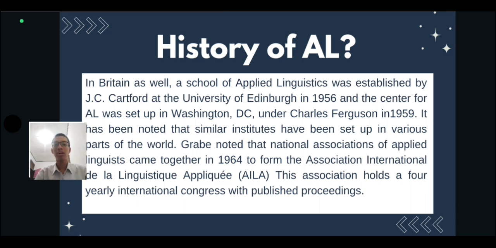In Britain as well, a school of applied linguistics was established by J.C. Catford at the University of Edinburgh in 1956, and the Center of AL was set up in Washington, D.C. under Charles Ferguson in 1959. It has been noted that similar institutes have been set up in various parts of the world. Grabe noted that the National Associations of Applied Linguistics came together in 1964 to form the Association Internationale de Linguistique Appliquée. This association holds a four-yearly international congress with published proceedings.